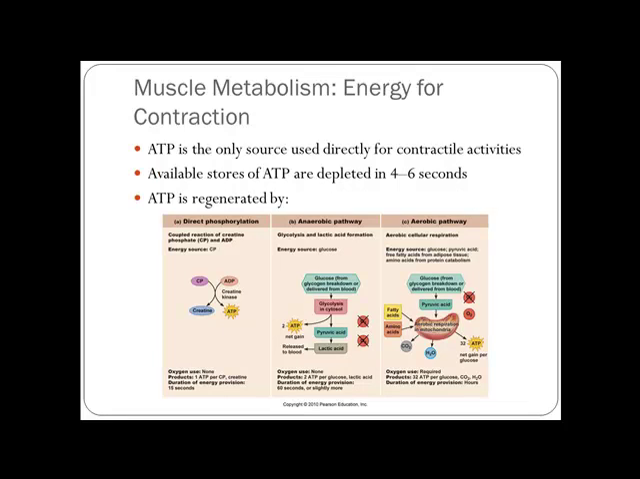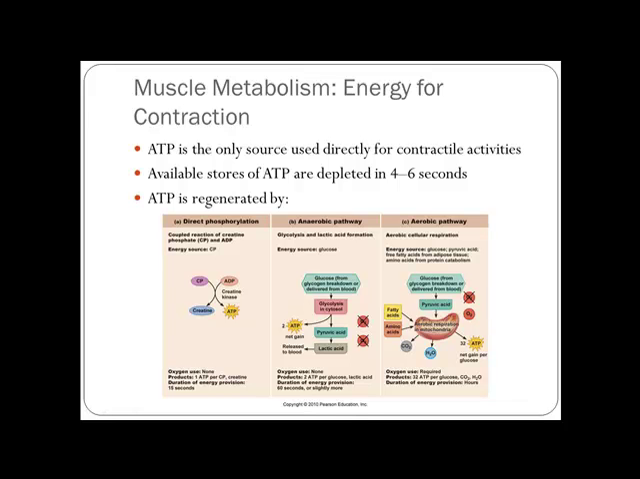Okay, so the way my muscles are going to be getting energy is going to be three ways. There's direct phosphorylation, where I will use creatine phosphate, and it will combine with ADP to form ATP. ATP is going to be our main energy source for everything in our body. Okay, creatine phosphate turns into creatine, and then we're just left with ATP.